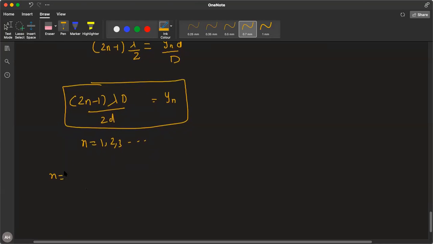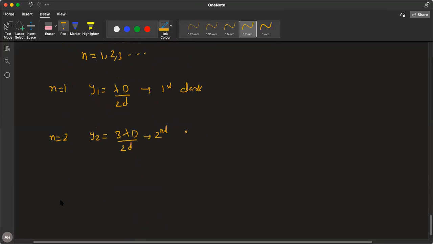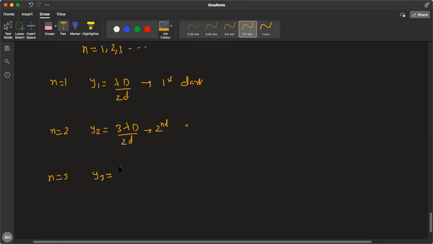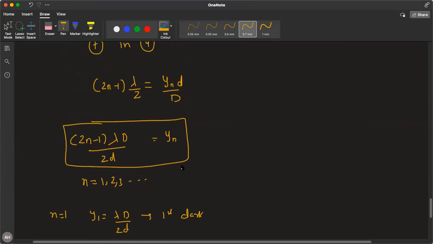When I put n equal to 1 here, I will get lambda D by 2d. That is the condition for the first dark. Then we can put n equal to 2. I get y2, which is 3 lambda D by 2d. That is the condition for the second dark. Similarly, I can put n equal to 3, and I get y3, which is 5 lambda D by 2d. This is for the third dark. So this is how we can calculate the position of dark fringes.